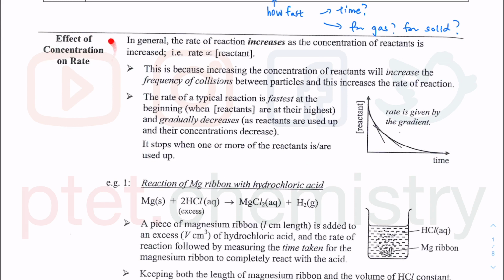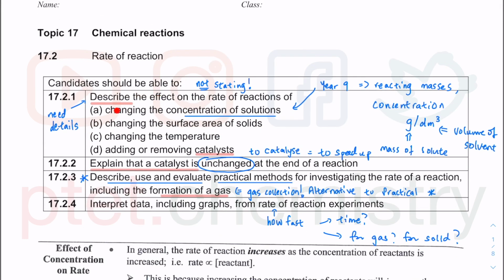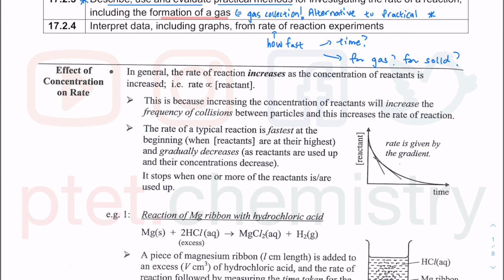First of all, we have the effect of concentration on the rate. What is important is that earlier, candidates should be able to describe the effect on the rate of changing the concentration of solutions. So here, if you increase the concentration of reactants, then the rate of reaction increases. That is basically what is stated in the syllabus.